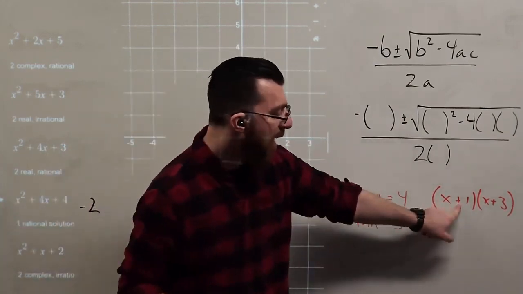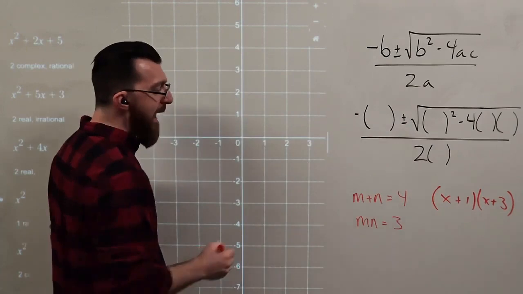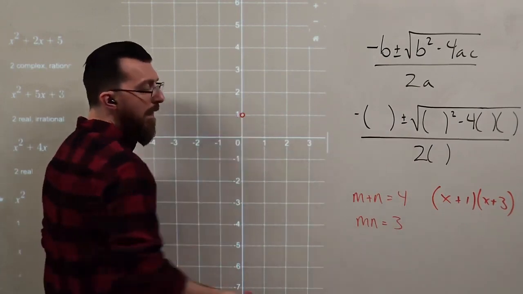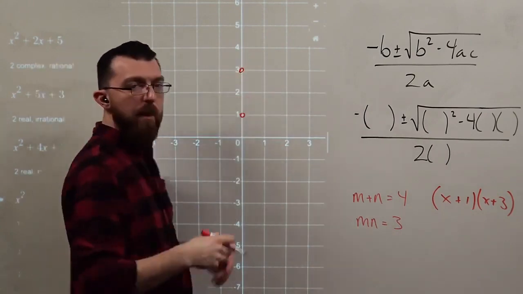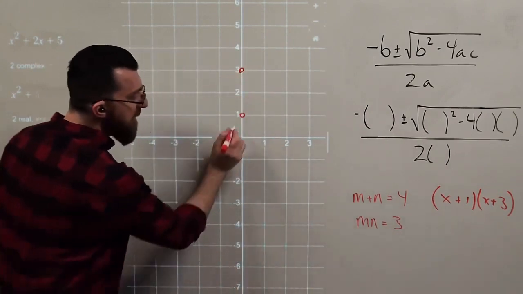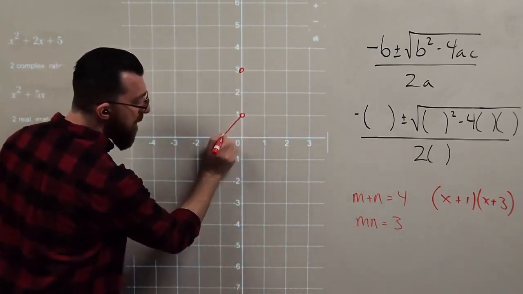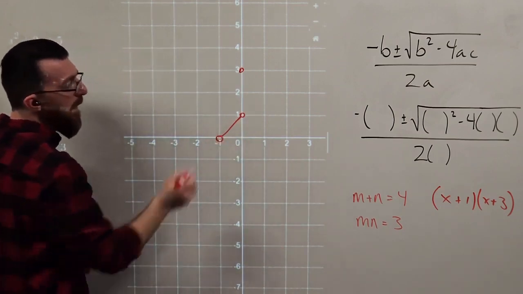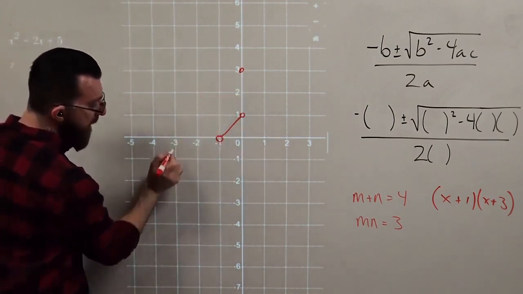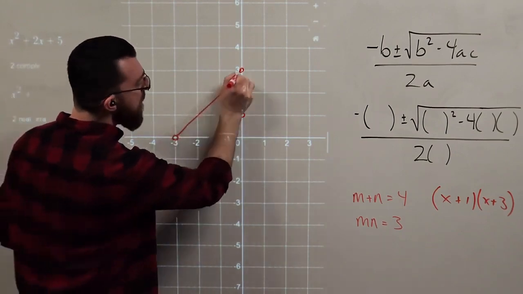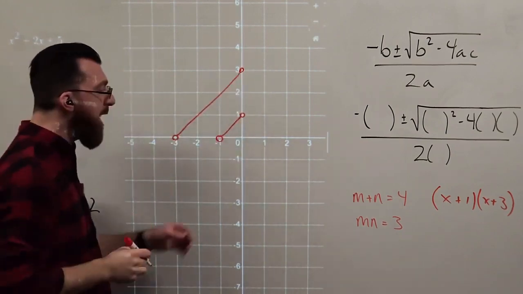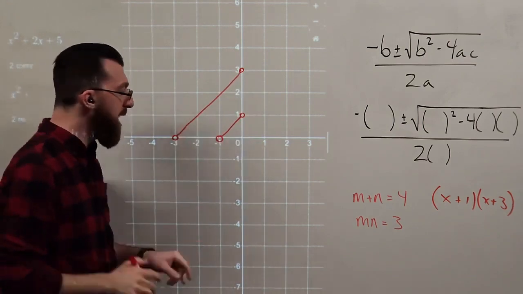Now, that line has a y-intercept of 1. This line has a y-intercept of 3. They both have a slope of 1, which means that this y-intercept leads to that x-intercept of -1, and this y-intercept leads to this x-intercept of -3. Those are those two lines, x plus 1 and x plus 3.